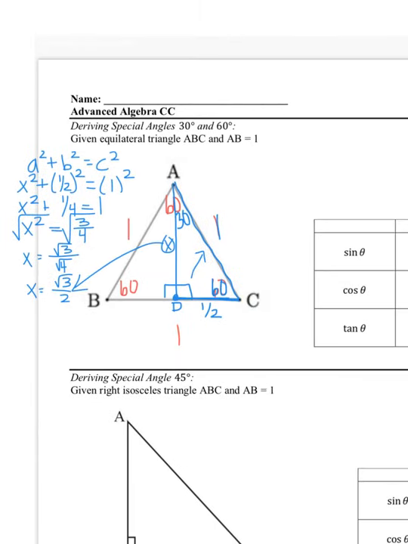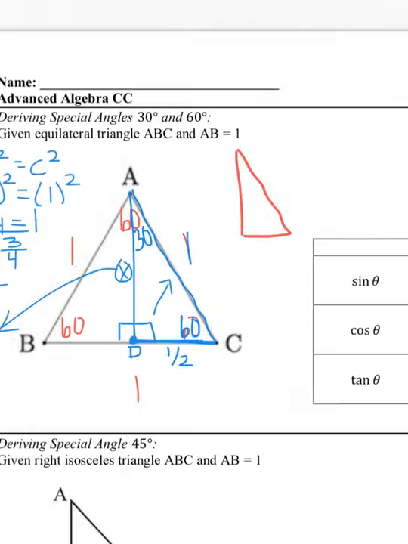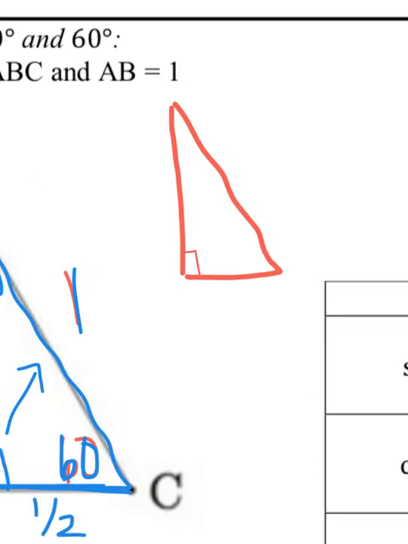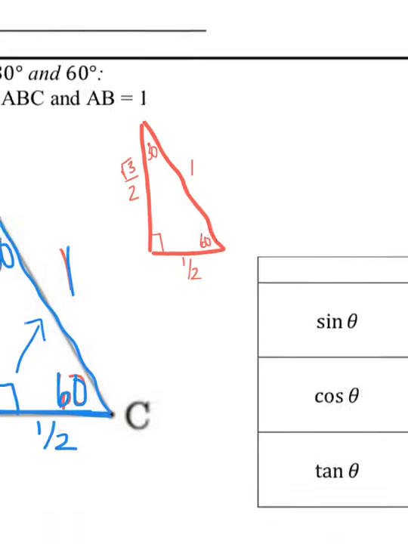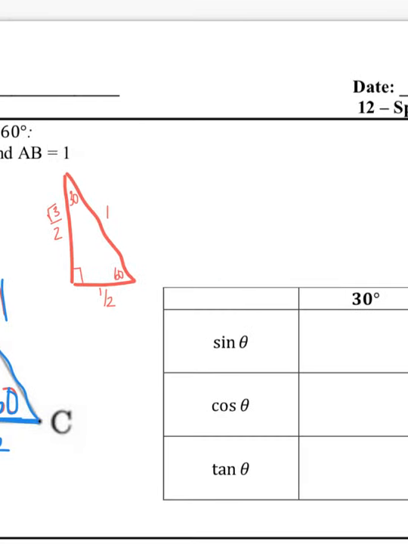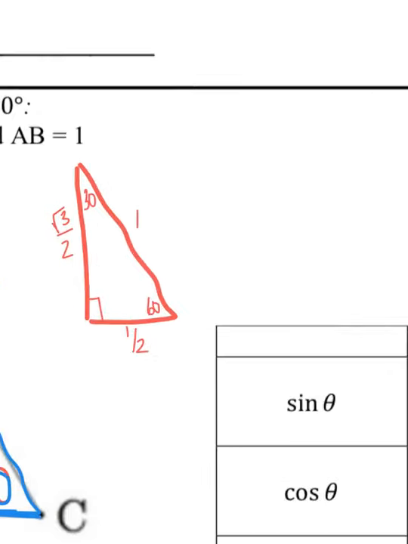Okay, so let me redraw this triangle for you so it's not as busy. So we have this piece here. This is your right angle. This is 1. This is 1/2. And this is the square root of 3 over 2. Those are all my sides. This angle down here is 60 degrees. This angle up here is 30 degrees. Okay, so you have all of your angles and all of your sides of the triangle. Perfect. So now you can use this to figure out sine, cosine, and tangent for both the 30 degrees and the 60 degrees. So why don't we do 30 degrees first?